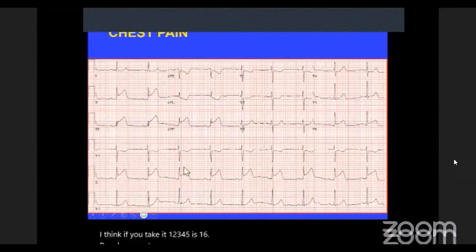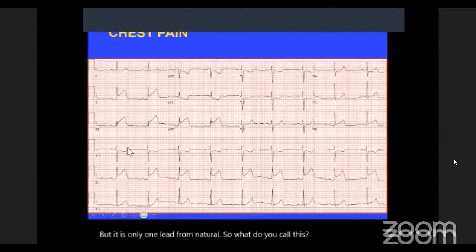And ST segment, we can see the ST segment elevation in lead 2, AVF, lead 3, and V6. I think there's also minimal elevation, but it is only one lead lateral. So what do you call this? Inferior MI. Okay, inferior ST segment elevation.